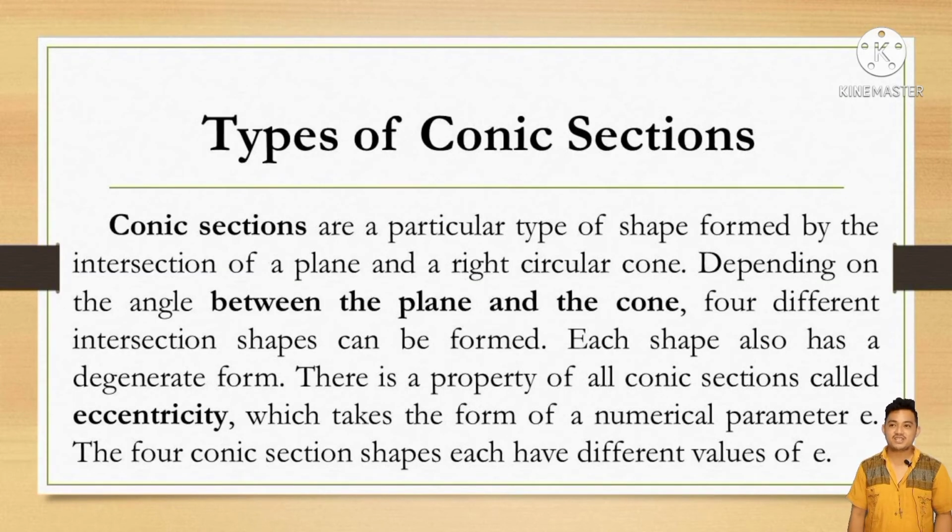Types of conic sections are particular types of shapes formed by the intersection of a plane and a right circular cone, depending on the angle between the plane and the cone. 4 different intersection shapes can be formed. Each shape also has a degenerate form. There is a property of all conic sections called eccentricity, which takes the form of a numerical parameter e. The 4 conic section shapes each have different values of e.